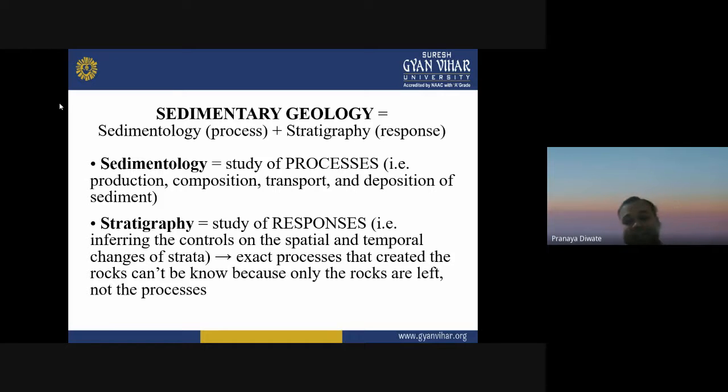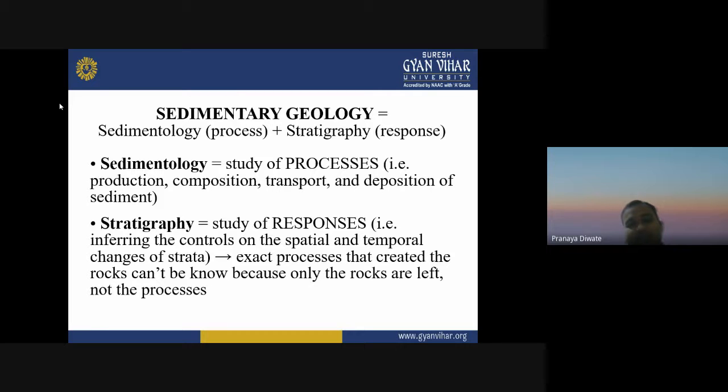are mostly basins, and they are stratigraphically deposited. After the deposition, they give the idea about how they look, or how they respond to any process. So now, what is the definition of stratigraphy?